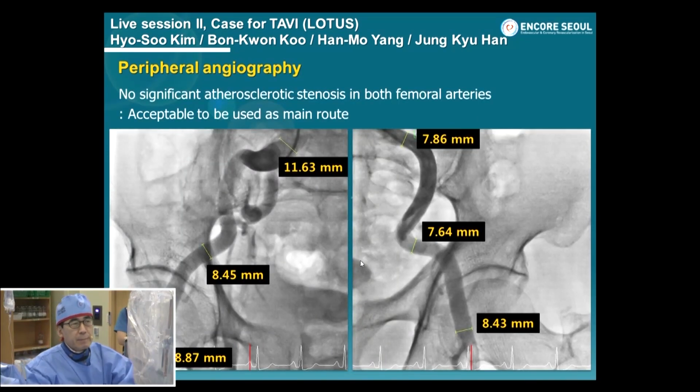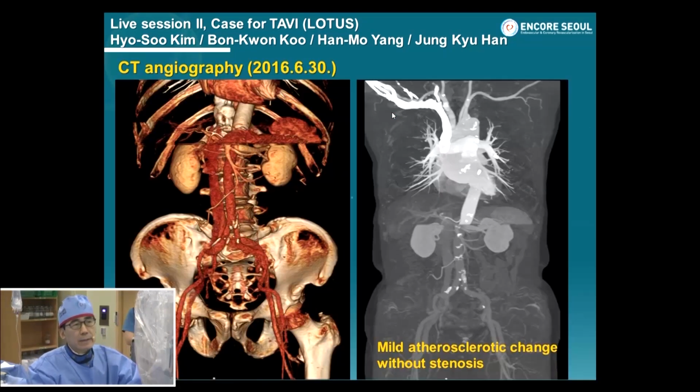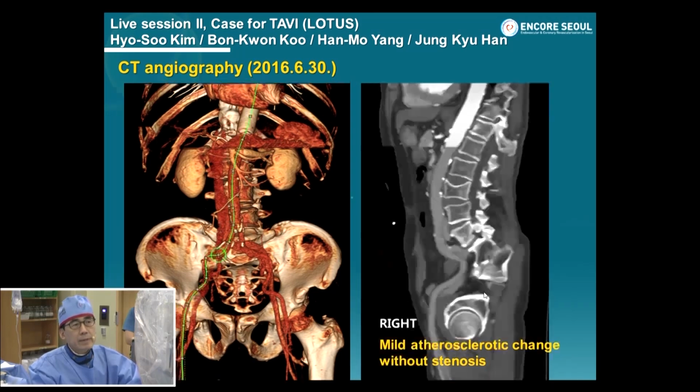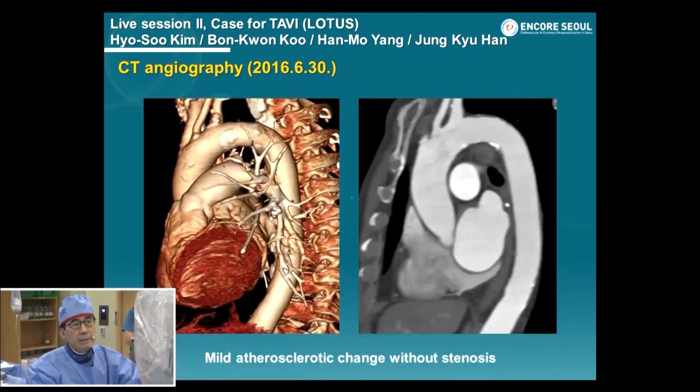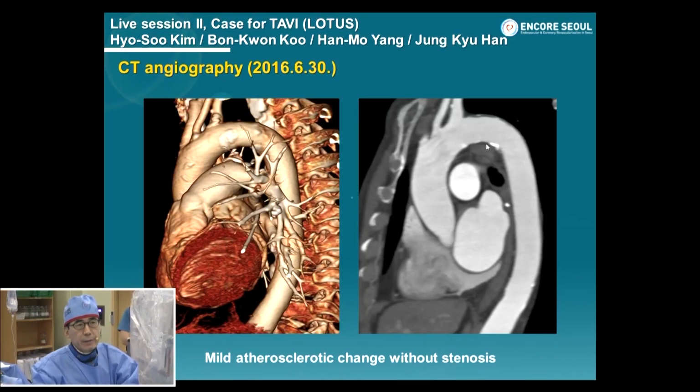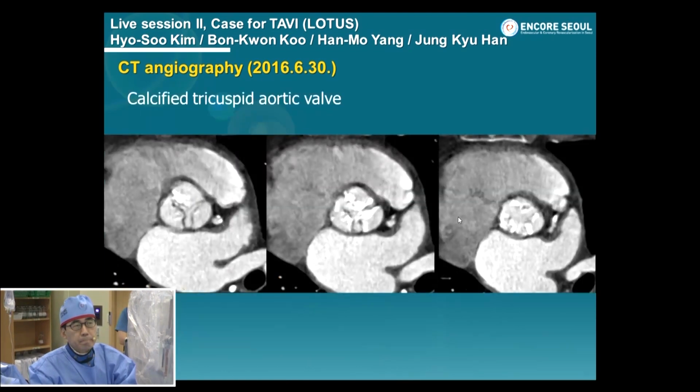Aortofemoral system is very good, plus. Total aorta looks good, just mild atherosclerotic change without stenosis, plus. Right system good, plus. Left system also good, plus. Aortic arch looks fine, just mild sclerotic change, plus. The transverse section at the annulus level shows moderate degree of valvular calcification on aortic valve, plus.